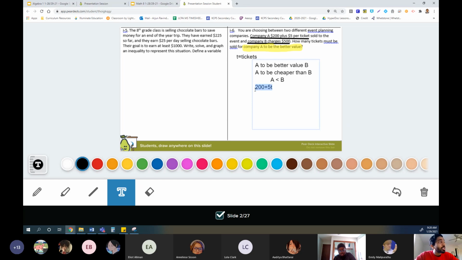This is the cost model for Company A, and we want that to be less than the cost model of Company B. Well, Company B charges a flat rate, $500. So if you only sell one ticket to your event, you definitely want to go with Company A because they're only going to charge you $205, 200 plus 5 times 1. If you sell 10 tickets, that's 200 plus 5 times 10. Well, that's 50, so 250.